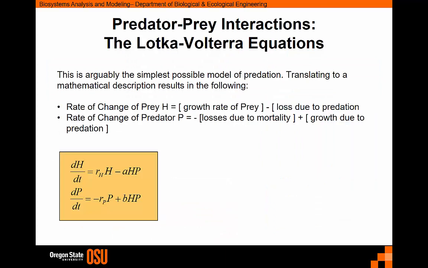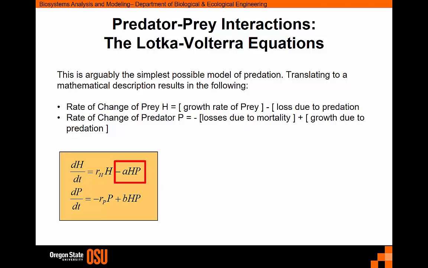Translating the conceptual model into mathematics, let's start with the prey population H. Our conceptual model states that the prey population grows at a rate proportional to the population size, which is exponential growth. Further, the conceptual model states that the prey mortality is from predation alone.